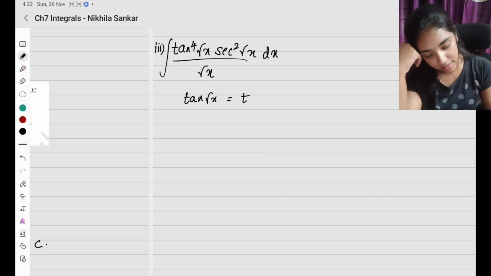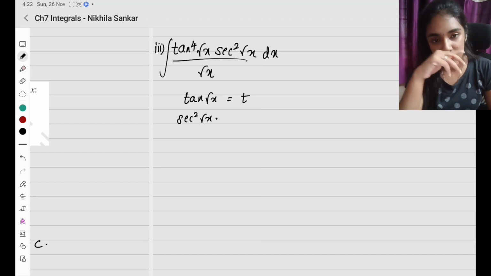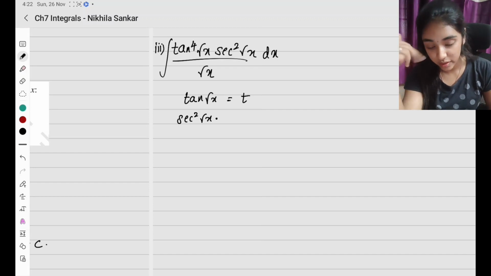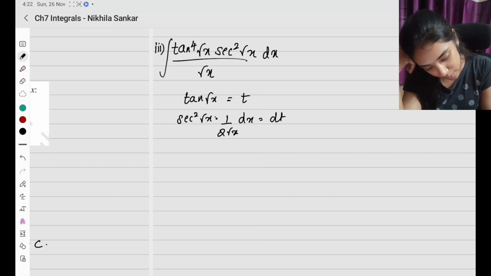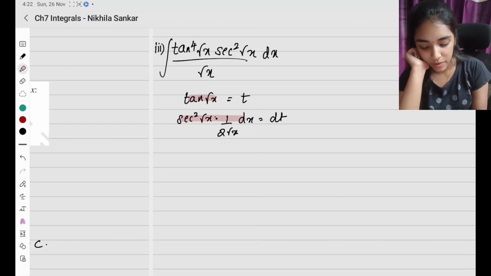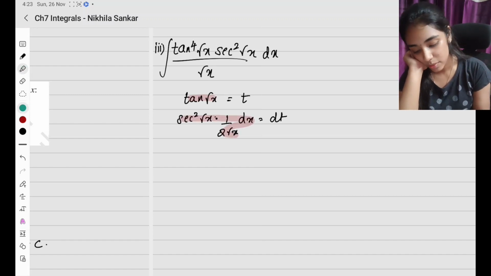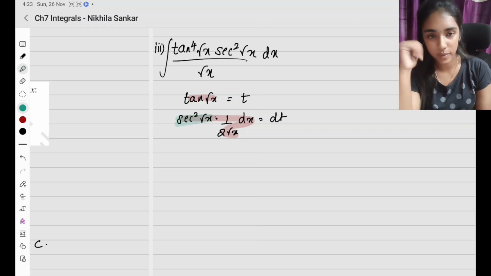Tan ஓட derivative என்ன? It is going to be secant square. So secant square root x times உள்ள root x இருக்கு. So root x ஓட derivative என்ன? It is going to be 1 by 2 root x times dx equals dt. You understand this step? So இப்போ இந்த ஸ்டெப்லேருந்து இந்த ஸ்டெப் we are finding the derivative.